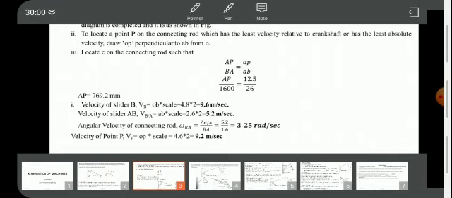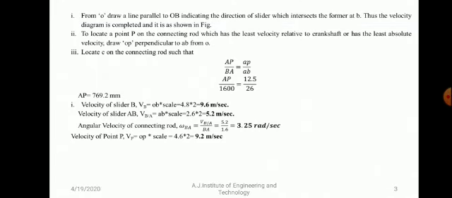Velocity of slider B, VB is equal to OB into scale, 4.8 into 9.6. VBA is equal to AB into scale, 5.2 meter per second. Angular velocity of the connecting rod, omega BA is equal to VBA divided by BA, which is 3.25 radian per second. Velocity of the point P, VP is equal to OP into scale, 9.2 meter per second. All the calculations, all the values, we got.